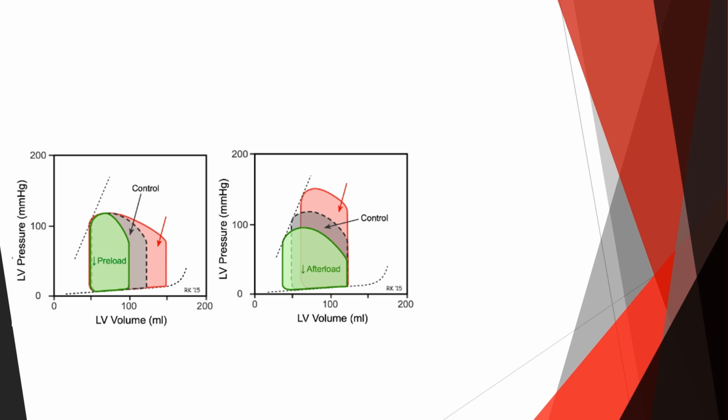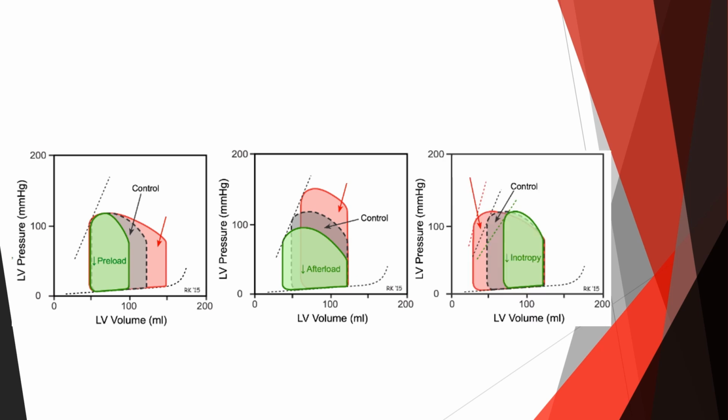red graph, which demonstrates an increase in afterload as compared to control and a smaller stroke volume. You can also see that the pressures at which you have the ejection phase is much higher in the red as compared to the control, which is gray, as compared to the green, which is a decrease in afterload.